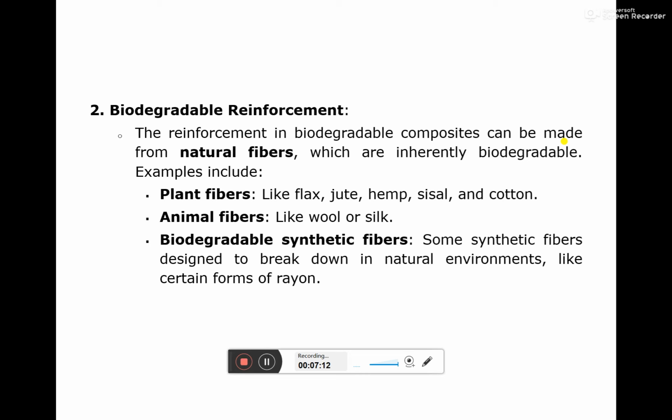You can use different natural fibers as the reinforcement. In that also we can use plant-based fibers, you can use animal fibers, and you can also use different biodegradable synthetic fibers. Plant fibers like flax, jute, hemp, sisal, and cotton. These are the different plant fibers. And you can also use different animal fibers like wool or silk. Okay, you can use different biodegradable synthetic fibers also.